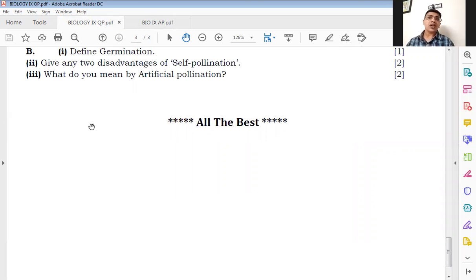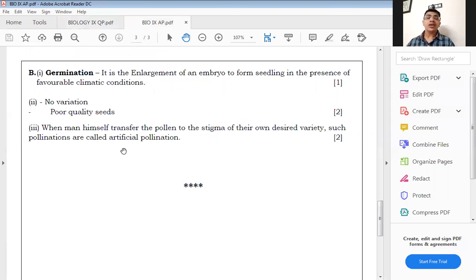Let's go to the last question of the entire test, people. What do you mean by artificial pollination, right? When I say artificial pollination, it is not done by nature, right? So who has to do it? Humans. So let's try to answer that. When man himself transfers the pollen grains from the anther to the stigma of his own desired variety, such pollination is known as artificial pollination, right? So it is done personally, directly by the person, human beings, not by nature, by wind, or by any other agent. And that is what artificial pollination is all about.